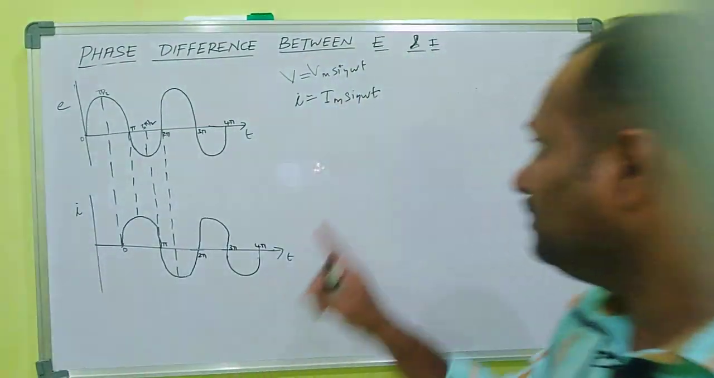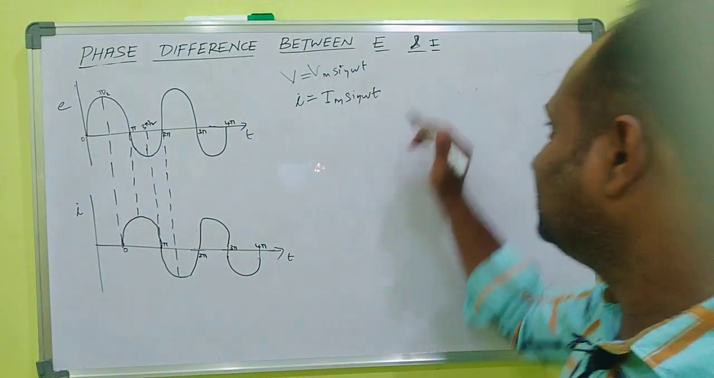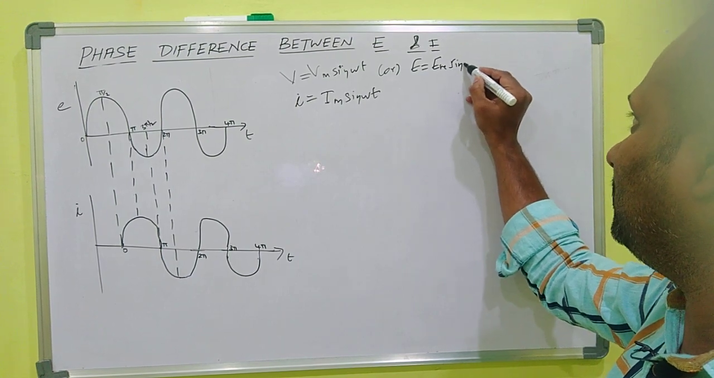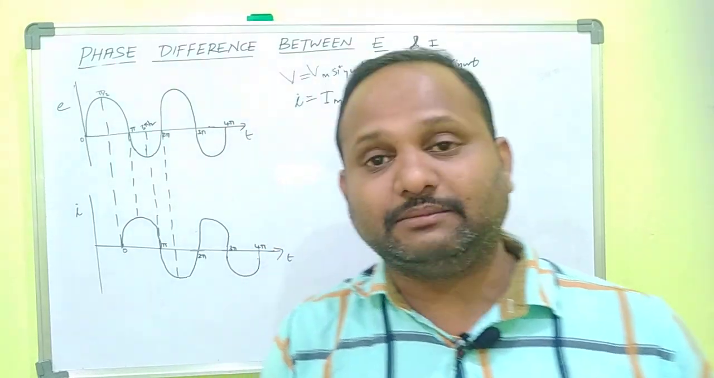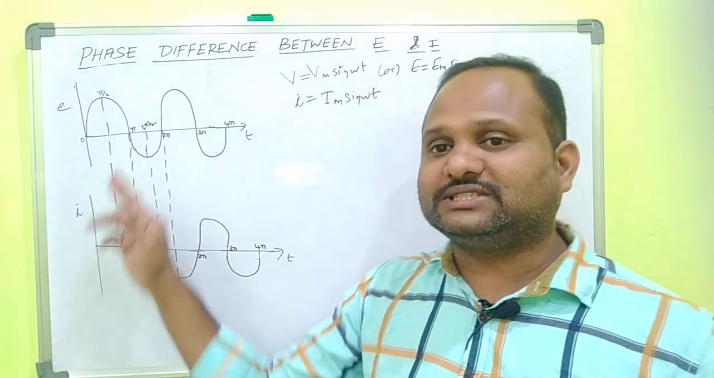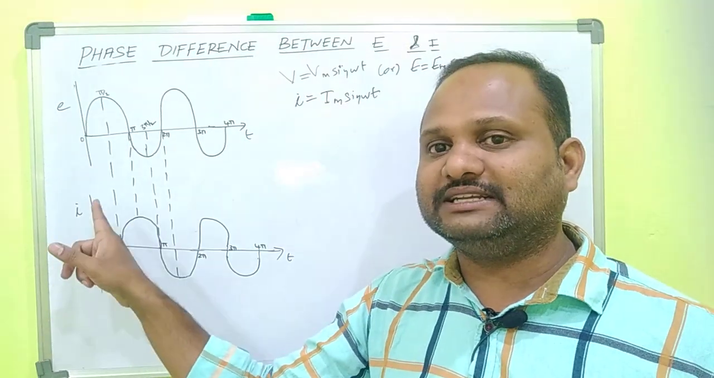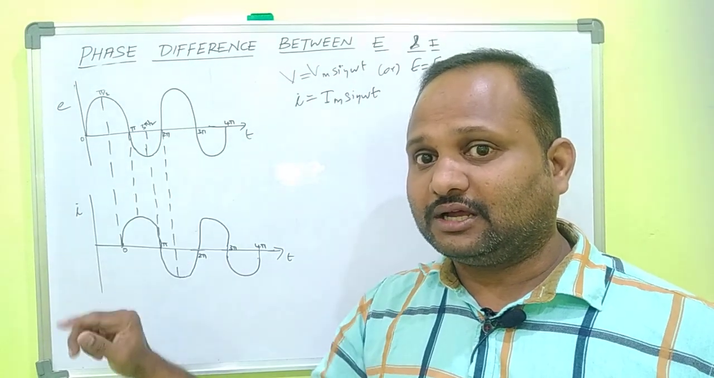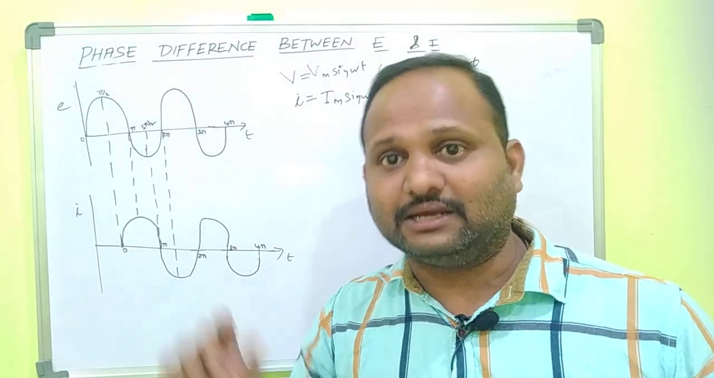What is the maximum value of alternating voltage here? V equal to Vm sin omega t. In the case of EMF, we use E equal to Em sin omega t, where Em is the maximum value of induced EMF and Im is the maximum value of induced alternating current. These are two sine waves, one representing EMF with respect to time and the other representing alternating current with respect to time. Both are sine waves, but there is some difference in the diagram.